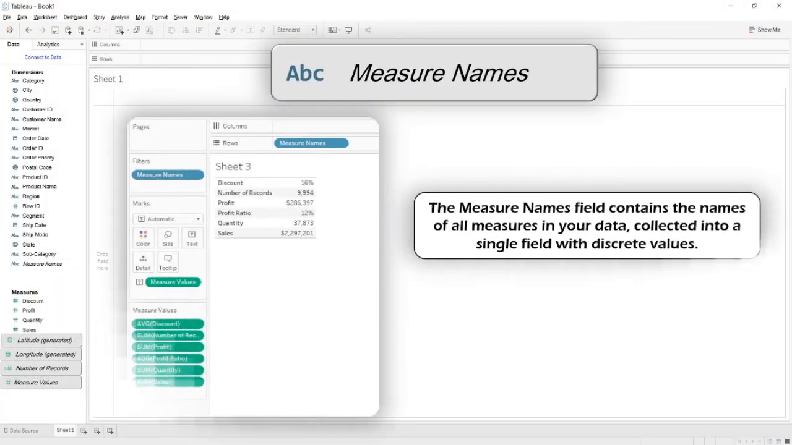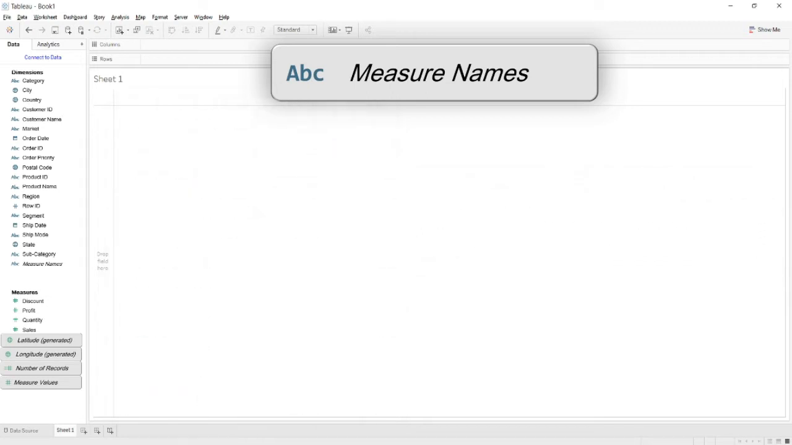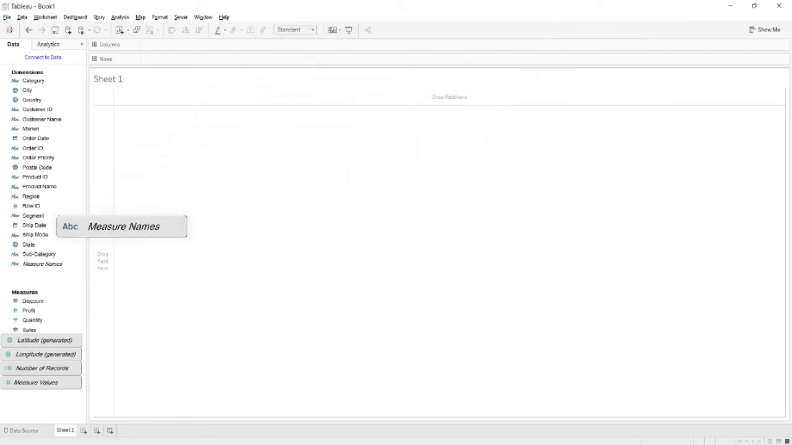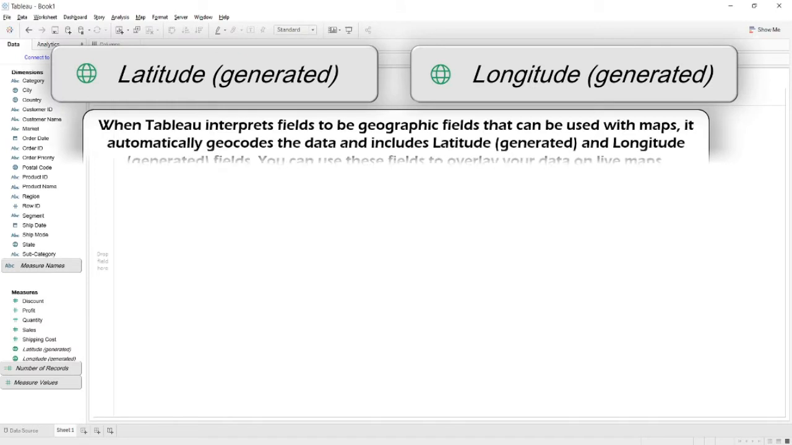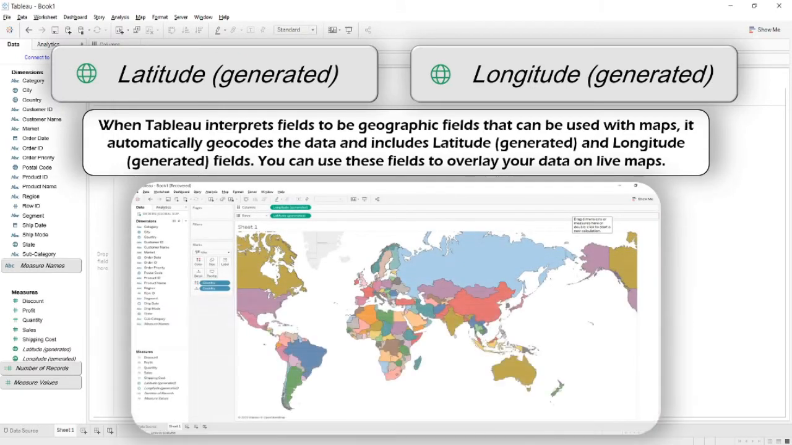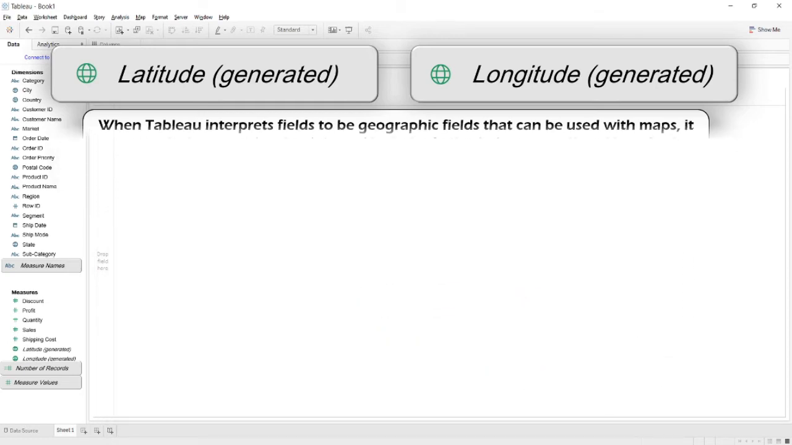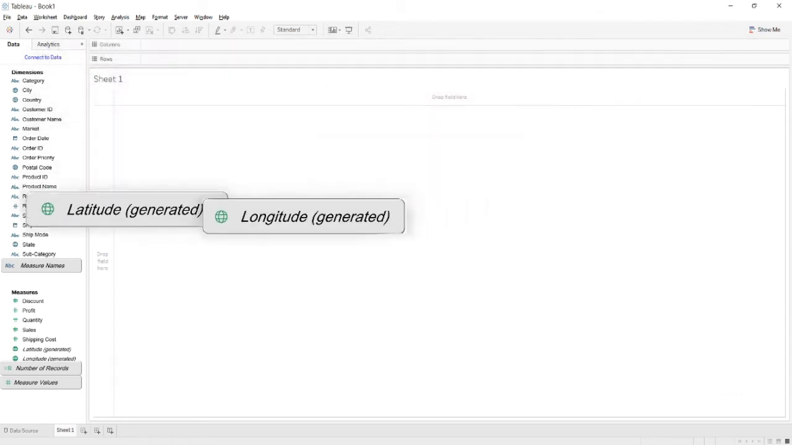Measure names are the fields that contain the names of all the measures in your data, and all the names are collected into a single field with discrete values in them. Further, moving to the next one, that is latitude and longitude. Tableau interprets fields to be geographic fields that can be used with maps. It automatically geocodes the data and includes latitude and longitude fields.